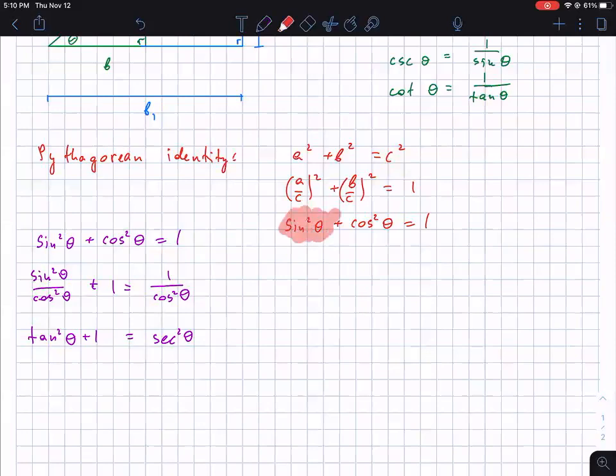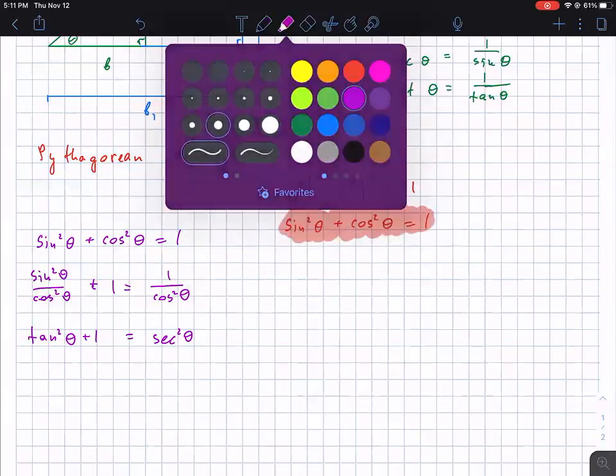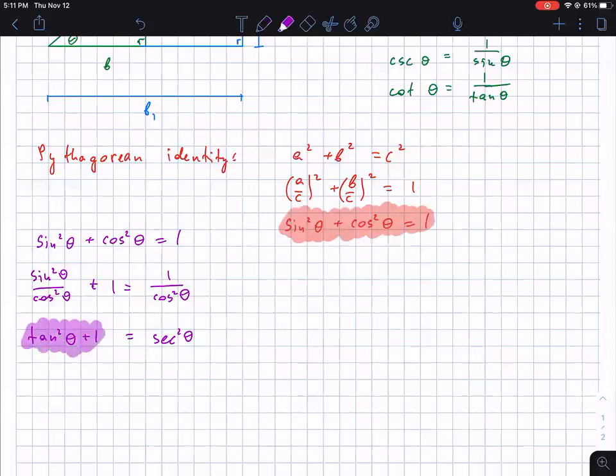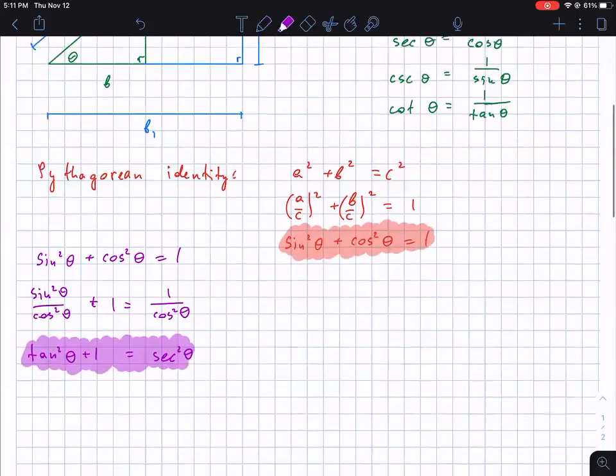So here we have one identity over here and another identity over here. Here are two identities that you should know about already. This is just straight from the definitions.